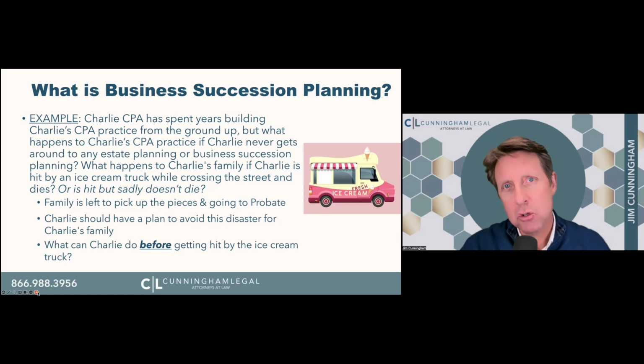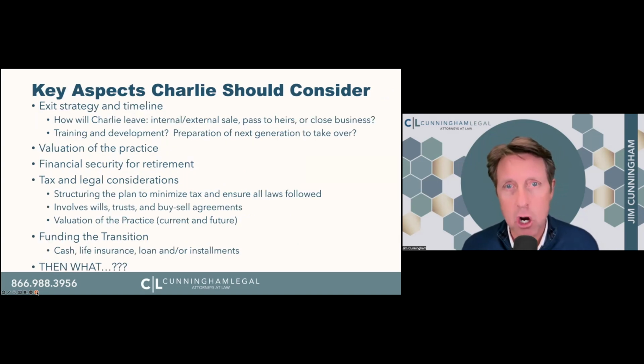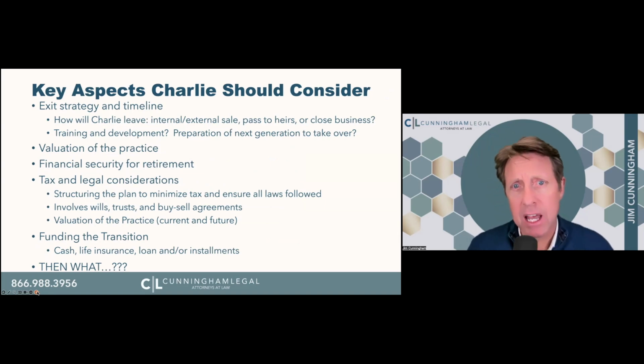As a CPA, what can you do before you get hit by the ice cream truck? And what can your clients do? If you're a CPA counseling other clients, what can those clients do as well? So key aspects Charlie should consider are the exit strategy itself and the timeline. How is Charlie going to leave? There are four primary ways of transferring a business: an internal sale, an external sale, passing it to heirs, or simply closing the business. And we have names for those that we'll talk about.